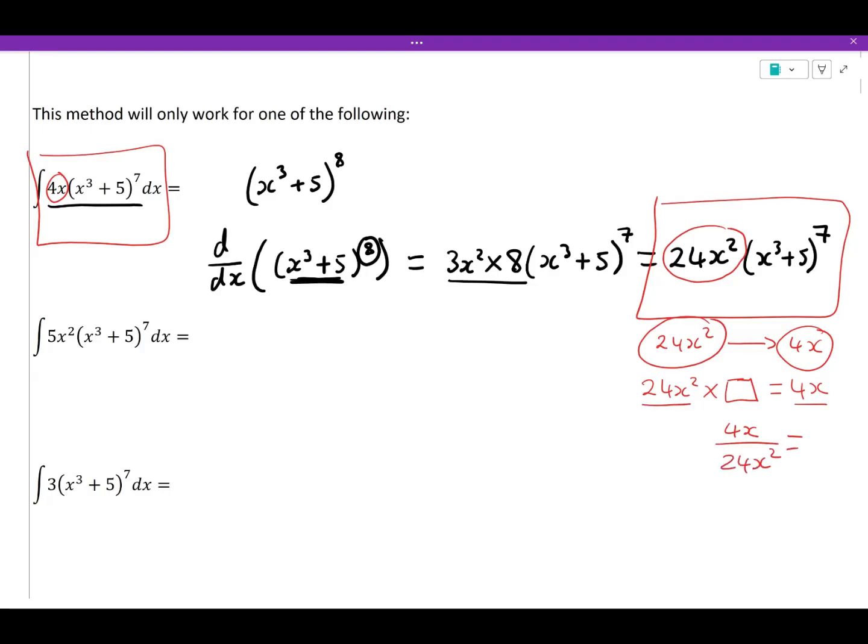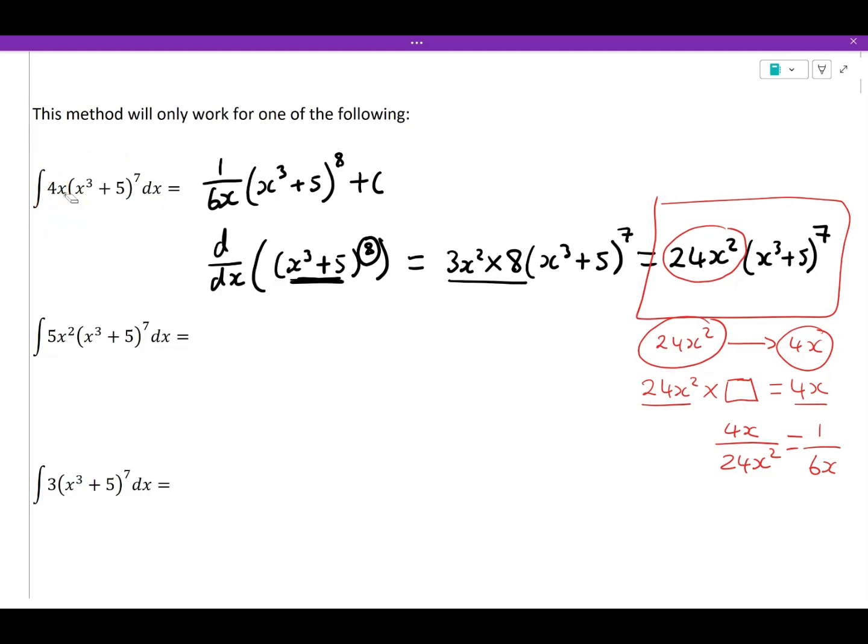Okay, and if I simplify that, we're going to end up with 1 over 6x, like that. So that is what I need to write in front of my bracket up here if this is the correct method. And then it would be plus c like that.